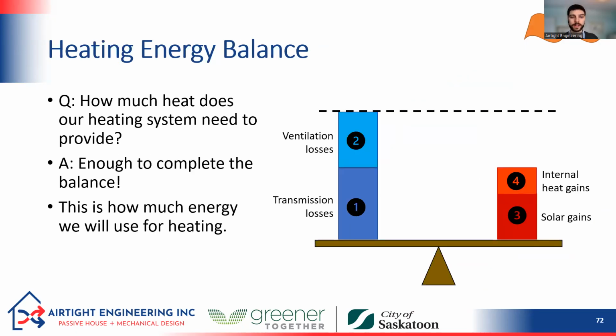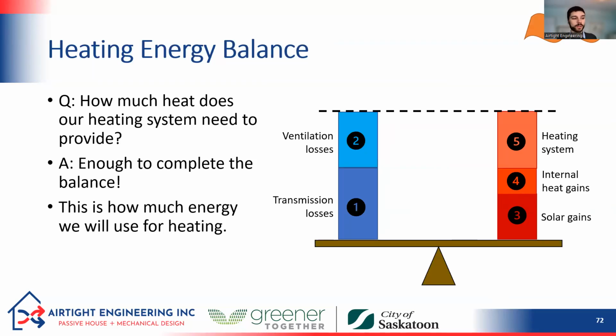So this is what that balance looks like. You might be wondering, how much heat do I need to provide for my house to stay warm? And the answer is enough to complete the balance. So we've got our little balance beam. We can see our losses on the one side, our gains on the other, then our heating system, number 5 there. That's the remainder that our heating system needs to make up.